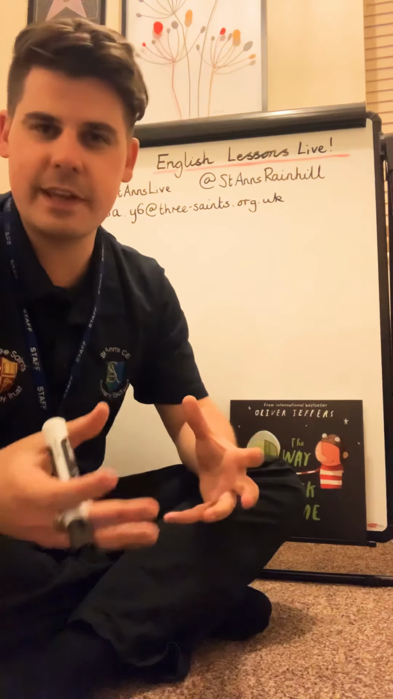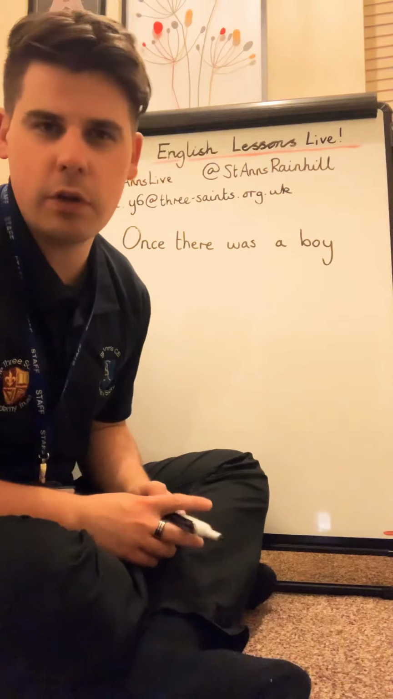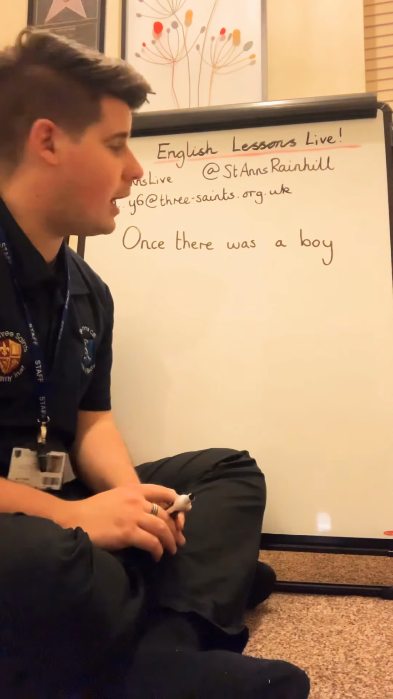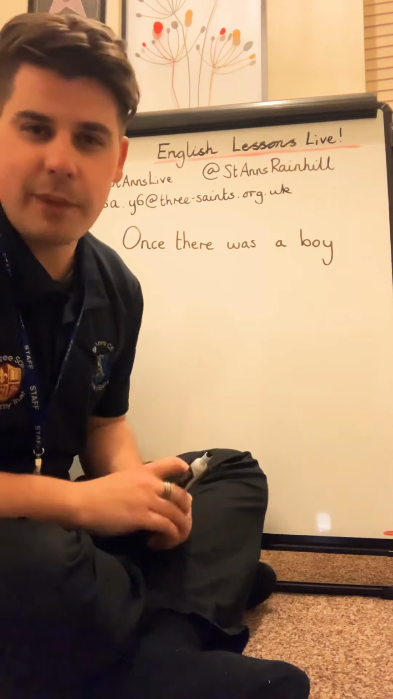Okay, now I would like to add a little bit more information, maybe a little bit more than Oliver Jeffers added onto his. I want to add something called a relative clause. Now you don't need to worry about the name of it, but I want to add one of these on to tell me a little bit more information about the boy. So I'm going to start my relative clause with the word who. Just like that. Once there was a boy who. And now I'm going to tell my reader something about my main character, my boy.